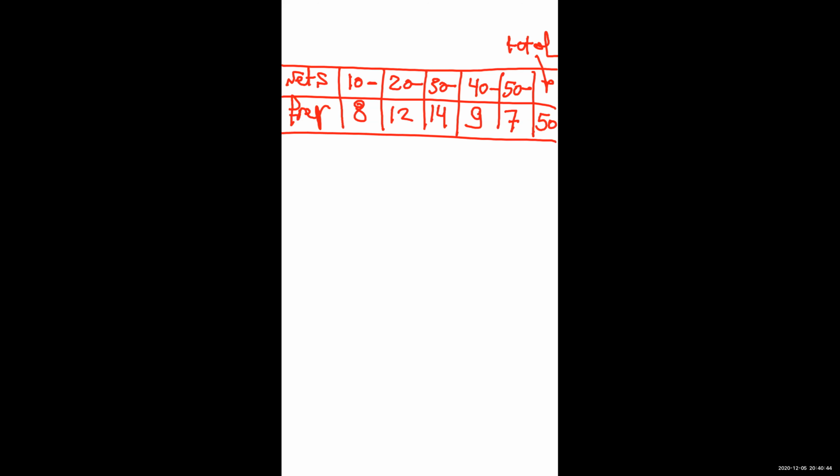In this question, how to find the mean? Find the mean. How to solve this one? The first step is to get the centers of the sets. The center equals the lower limit plus the upper limit over 2. So now I can get the centers for all these sets.